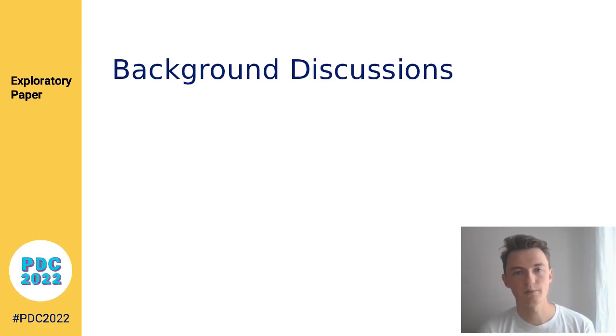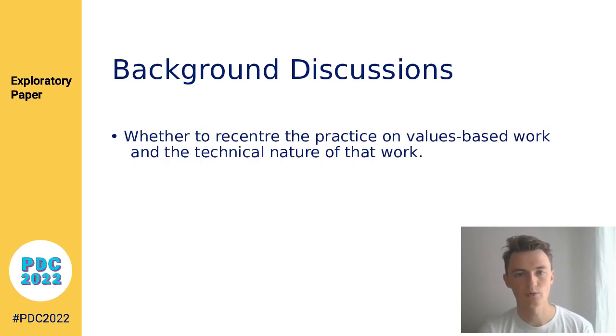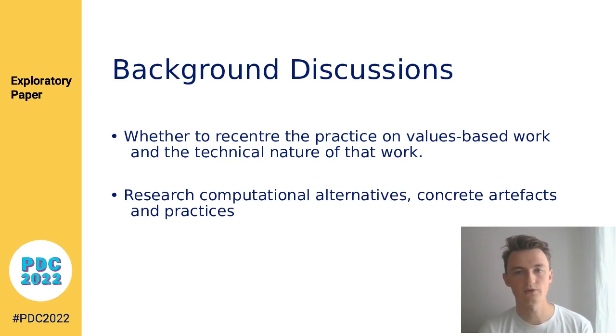The background to this paper is a discussion within PD of a few years ago on whether and how to recenter both the strong tradition of values-based and political work within PD, but also the technical nature of that work. Korsgaard, Klokmoose, Butker, in their 2000 paper, Putting the T Back into Socio-Technical Research, for example, call for PD to commit to the creation and research of computational alternatives.